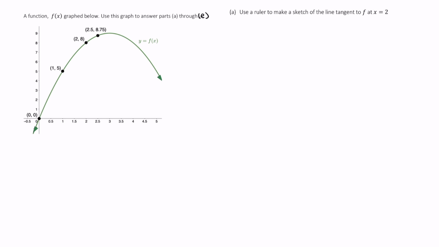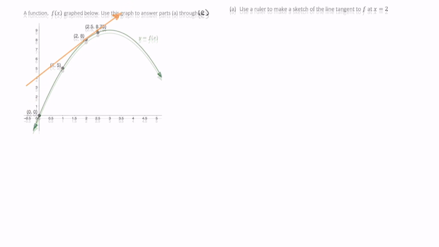Welcome. In this video, we're going to use this graph of a function to explore how secant lines relate to a tangent line. So the first thing we're going to do is use a ruler to make a sketch of the line tangent to this curve at x equals 2. So here's x equals 2, here's this point.